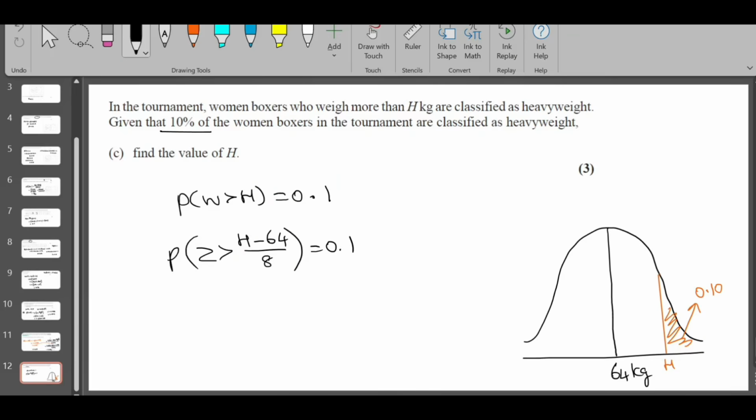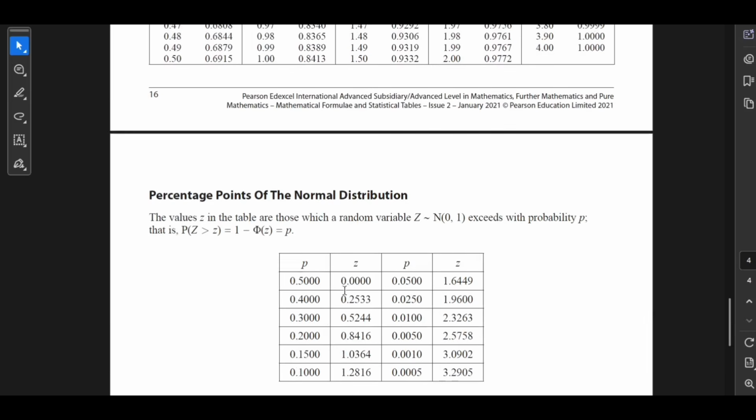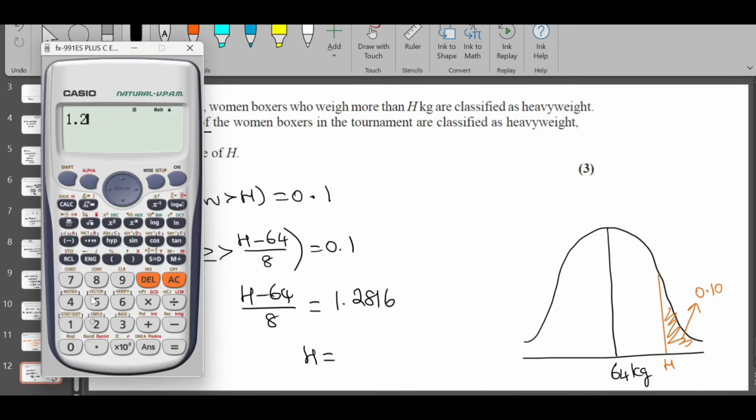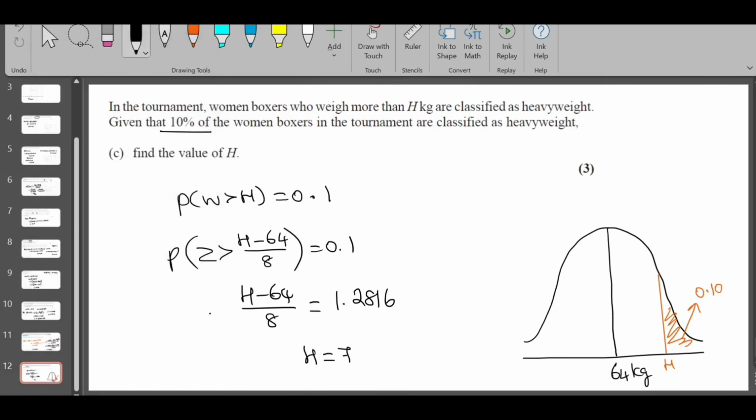Standardize this. H minus 64 over 8 is 0.1. Use the small table to find the value corresponding to 0.1. 1.2816. 1.2816 is H minus 64 over 8. Make H the subject. 1.2816 times 8 plus 64. 74.2528. So H is equal to 74.3 kilogram. That's all.